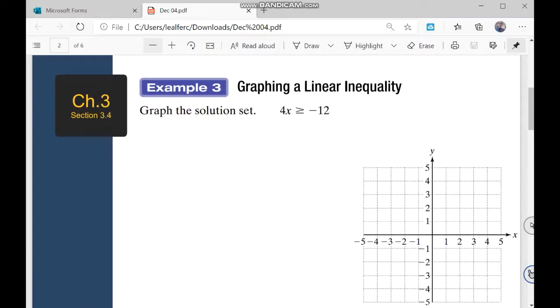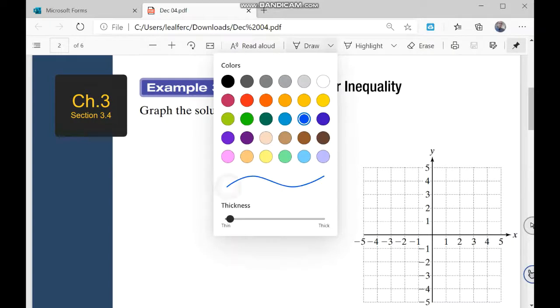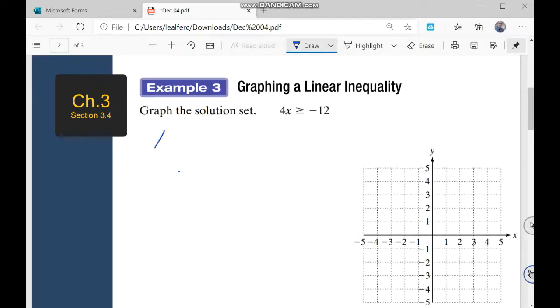So example, graph the solution set of 4x greater than or equal to -12. And this is a special case of inequality. Let me show you why. This is a special case because we have 4x greater than or equal to -12. Let's try to apply the first step.